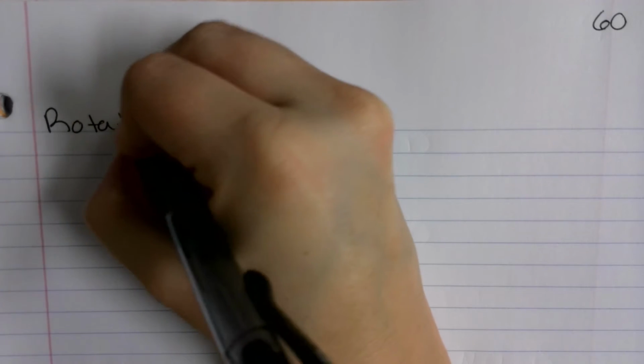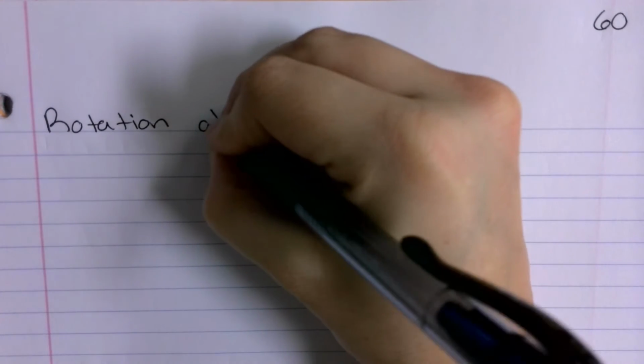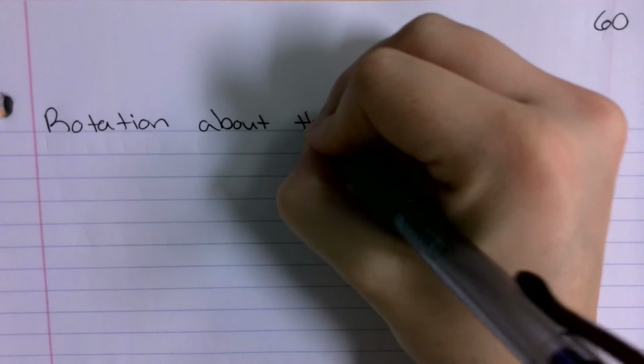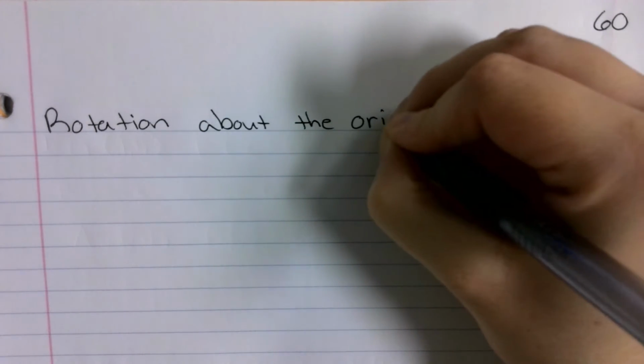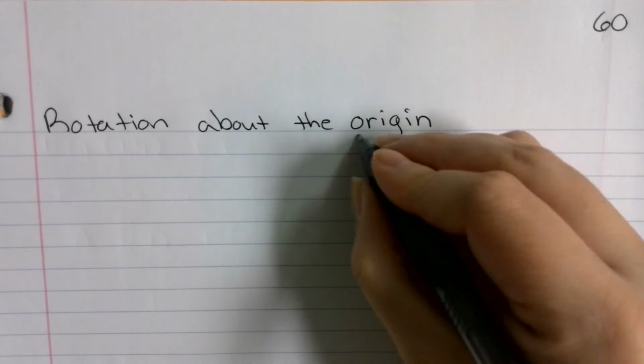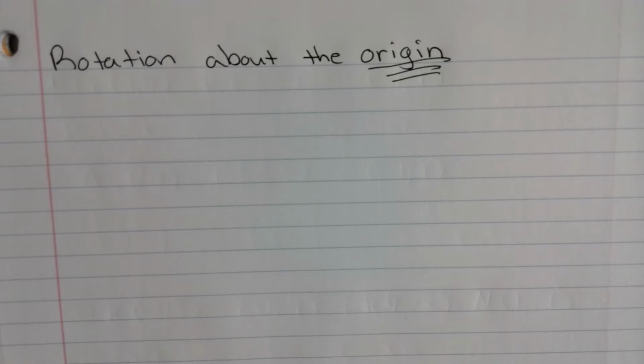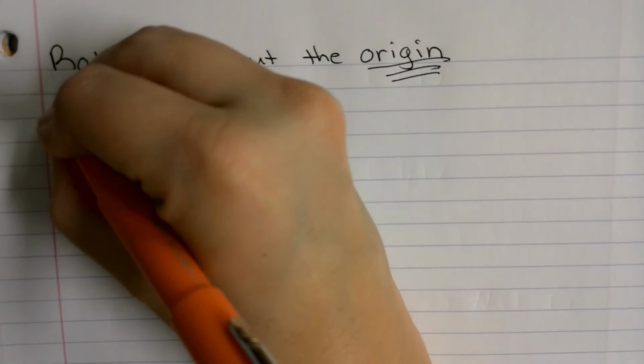All right. So page 60. The following are the rules if you are going to do a rotation about the origin. These are only true if you're rotating about the origin as your fixed point. If you have a different fixed point or center of rotation, then these rules would not apply. This is only for the origin.